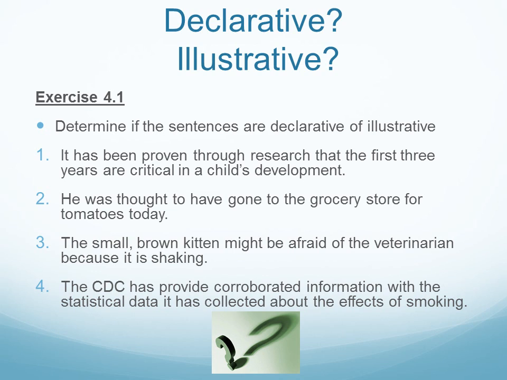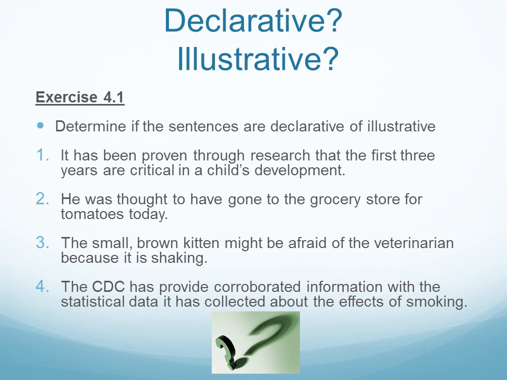And then the fourth one is illustrative. That one is illustrative because it's corroborated information with statistical data. So that one is giving you concrete information about the data that was collected about the effects of smoking. So again, the first one is illustrative, the second one is declarative, the third is declarative, and the fourth is illustrative.